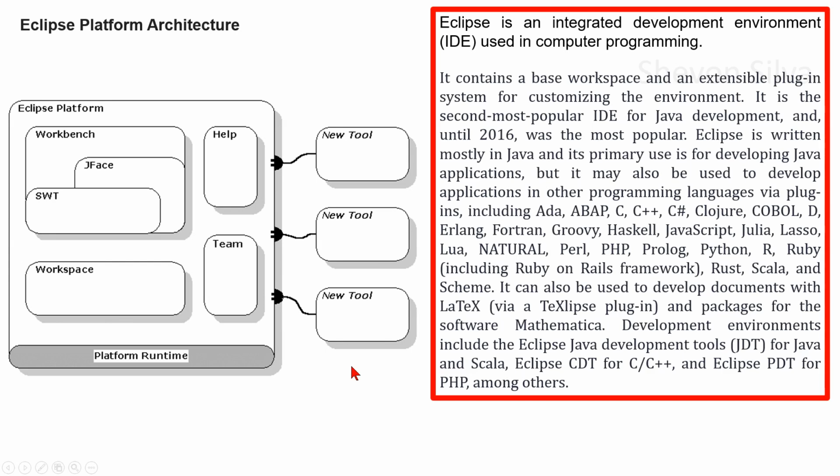Eclipse is written mostly in Java and its primary use is for developing Java applications, but it may also be used to develop applications in other programming languages via plugins including Ada, ABAP, C, C++, C#, Clojure, COBOL, D, Erlang, Fortran, Groovy, Haskell, JavaScript, Julia, Lasso, Lua, Natural, Perl, PHP, Prolog, Python, R, Ruby, including Ruby on Rails framework, Rust, Scala, and Scheme.